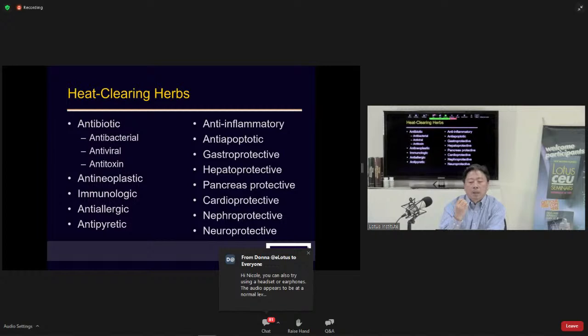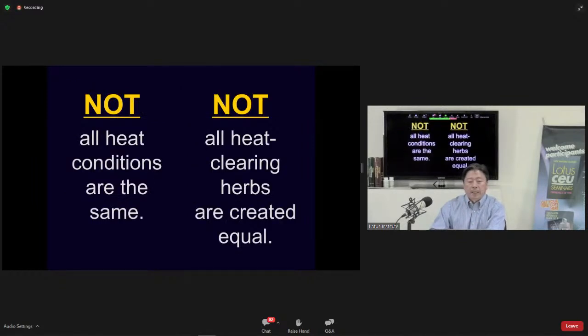Okay, so it's quite interesting that if you think about heat clearing herb, some of them are bitter and cold, so they are very strong, maybe even drying, but others are sweet and cold. And it's usually the sweet and cold herbs, perhaps the one that clear deficiency heat, tend to have stronger of these protective effects. So basically, they help to reduce inflammation, nourish yin, and help to restore the organs of the body. So basically, if you take this all together, the best summation is that not all heat conditions are the same, and not all heat clearing herbs are created equal.